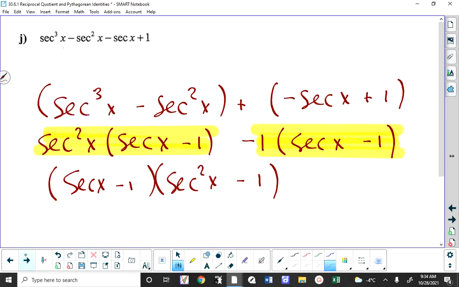Now, I think secant squared of x minus 1 is equal to something. I'm thinking Pythagorean identity here. I may be wrong.